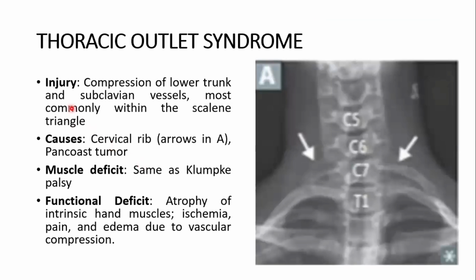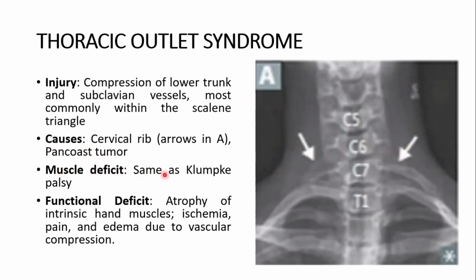And in the last, this is the thoracic outlet syndrome. Here you could see this. Follow the arrows, follow the laser. Injuries are due to compression of the lower trunk and the subclavian vessels, most commonly within the scalene triangle, caused by a cervical rib, arrows in A. These are the cervical ribs, right? You could see this. Another cause is the Pancoast tumor.